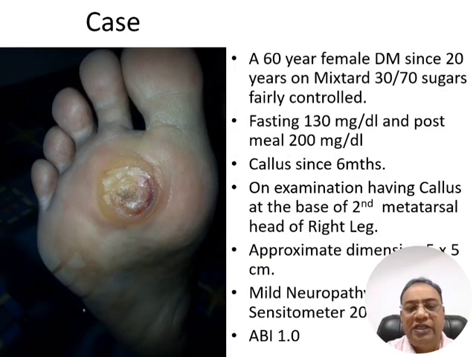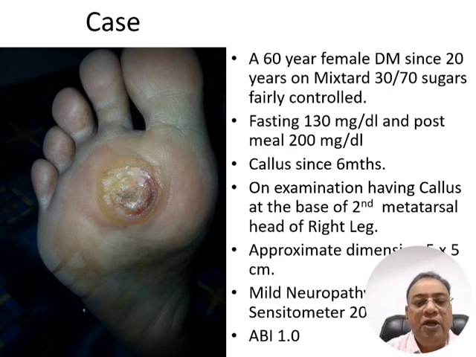This is a case of a 60-year-old female, known diabetic, who came to me with this condition. This is for severe neuropathy. ABI was normal. We simply did debulking.